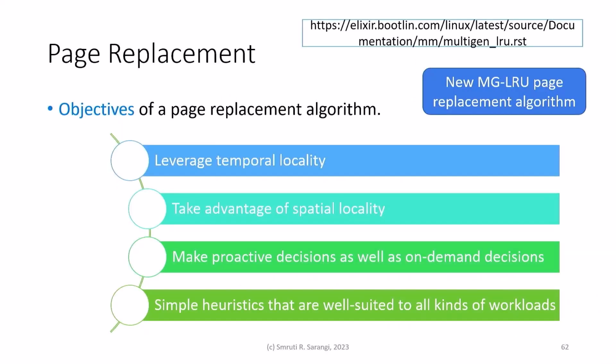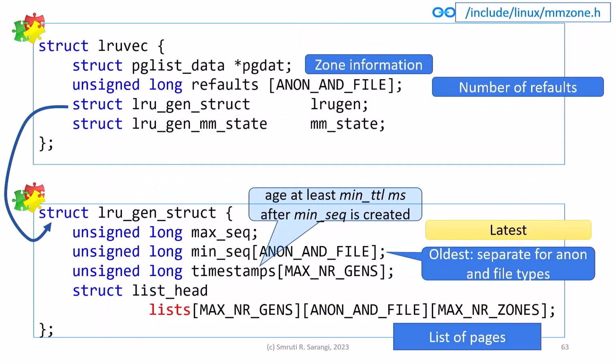Any page replacement algorithm would like to leverage temporal and spatial locality that we know, and make proactive decisions such that whenever you want, space is available. The heuristic should be simple, but the overall setting should be complex. It should be easy to explain, understand, and verify. So as usual, what we have appreciated throughout this course, maintaining the right kind of data and data structures is crucial, is very, very important.